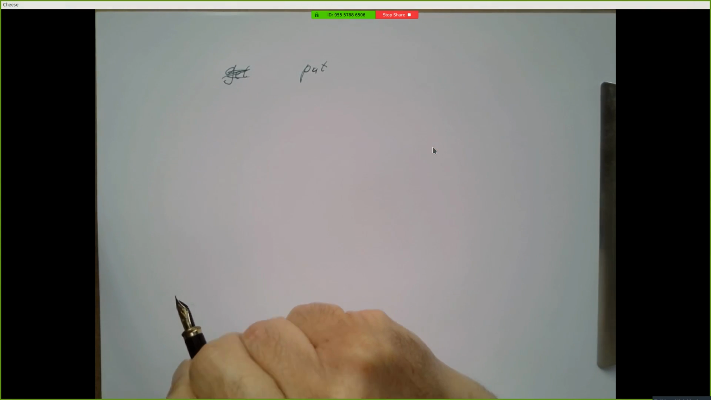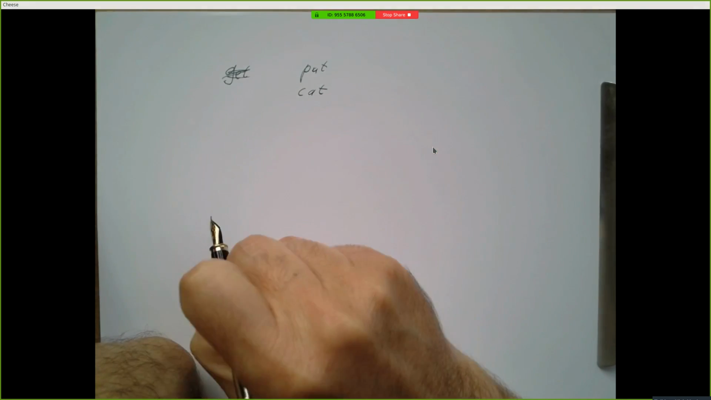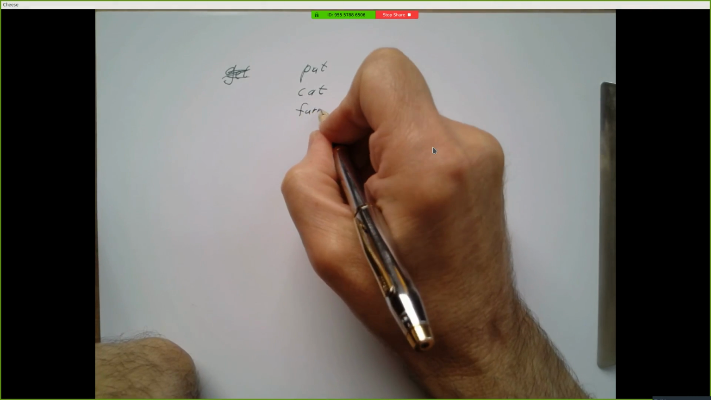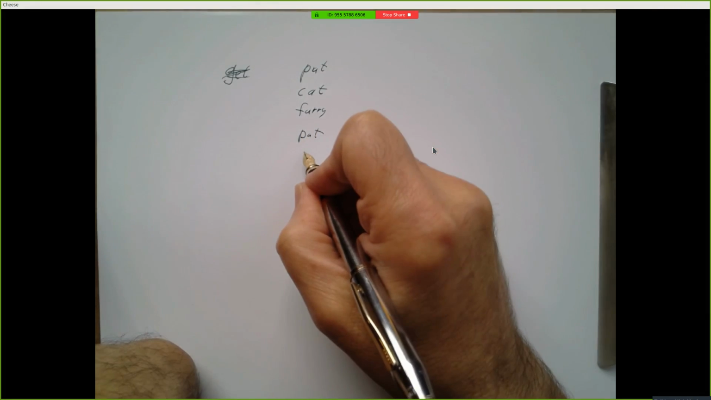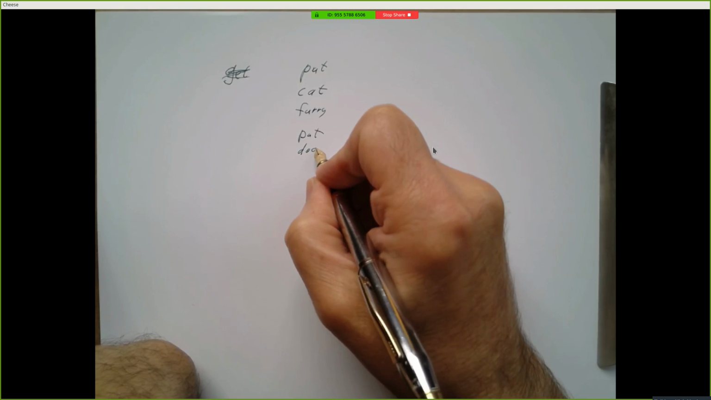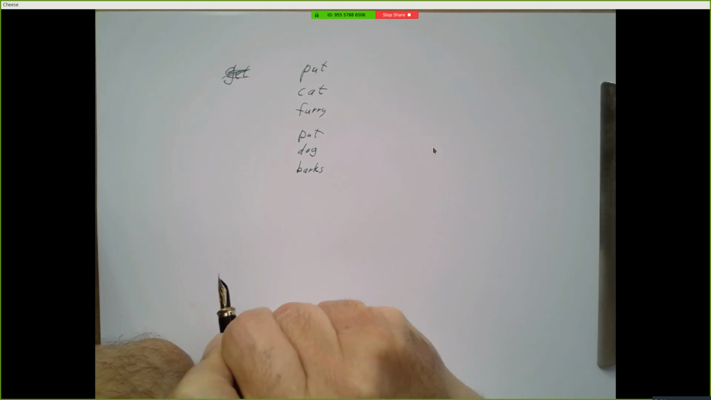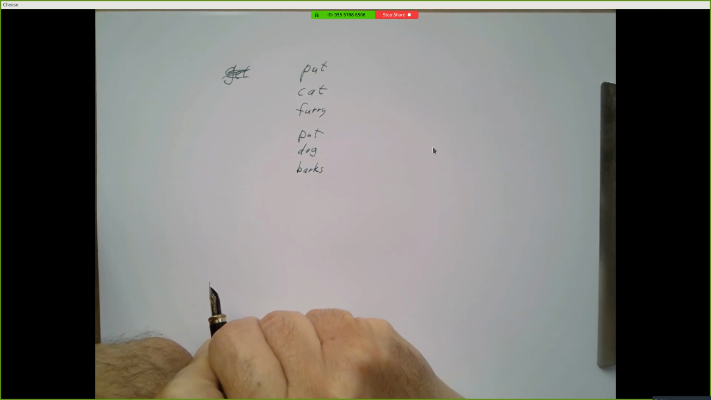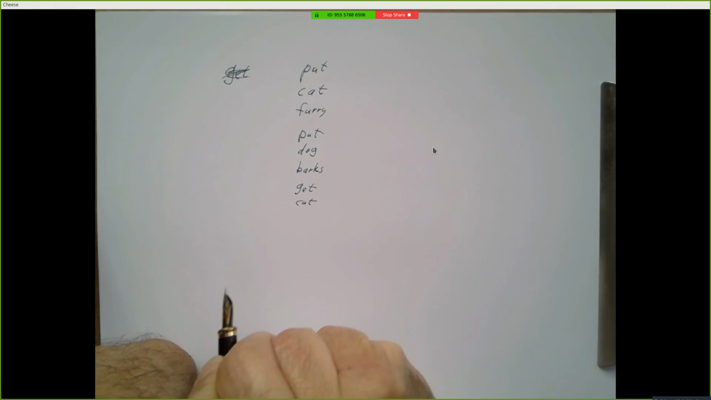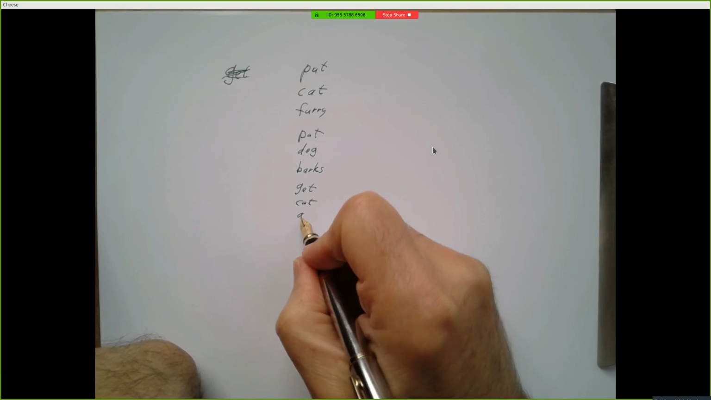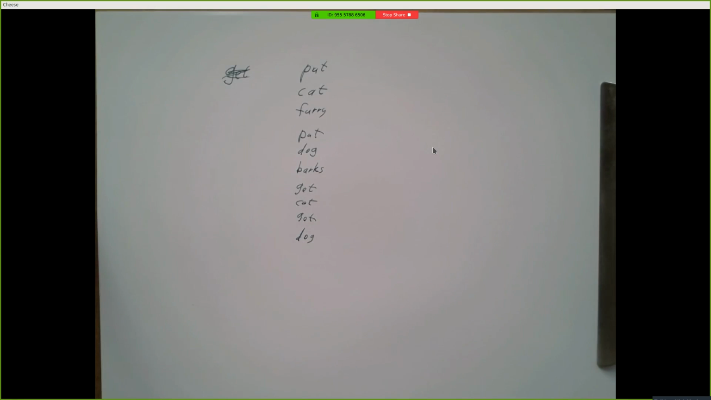So I can say put, and I'm going to put the word cat, and then I'm going to associate with that the word furry. And then I'm going to say put, and I'm going to put the word dog, and I'm going to associate with that barks. And then I can say get cat, and it'll tell me furry. Or I could say get dog, and it'll tell me barks.